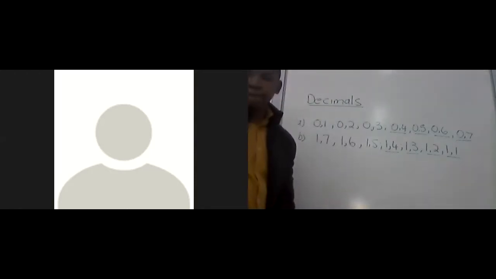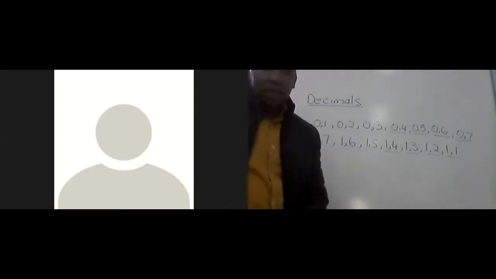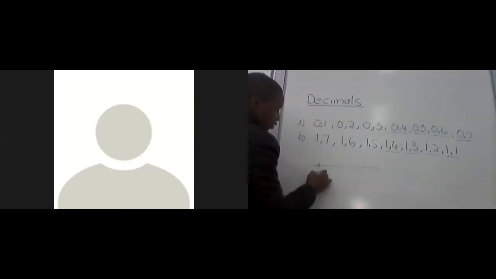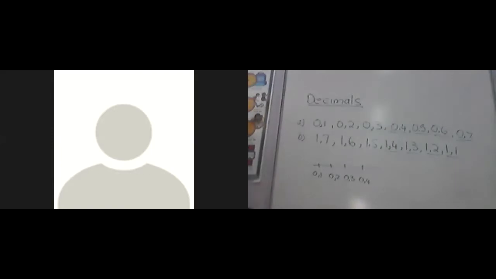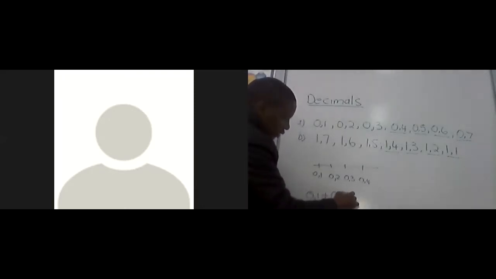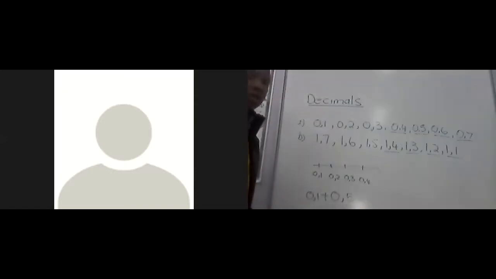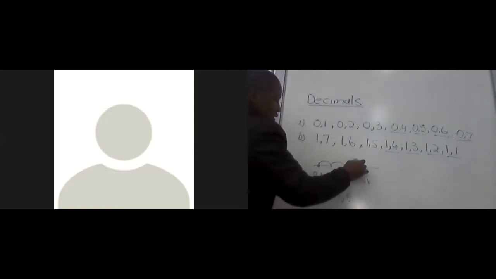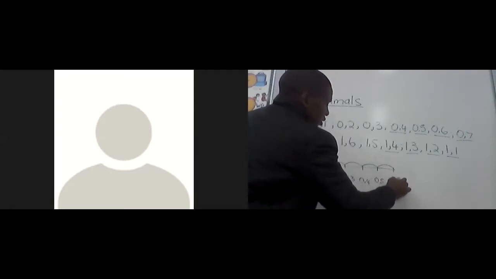You can also use a number line to avoid making mistakes. If you draw your number line like this and you have your 0, 0.1 there, know that that will be 0.2, 0.3, 0.4. If they give you a question like 0.1 plus 0.5, you know that you'll be moving to your right 5 times, starting here at 0.1, 0.2, 0.3, 0.4, 0.5. So you know that that will be 0.6.